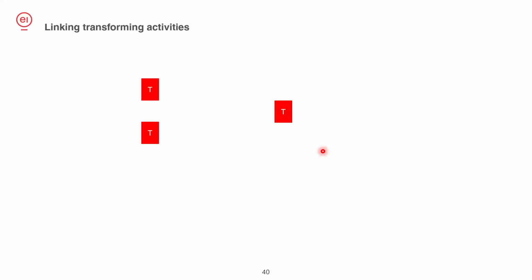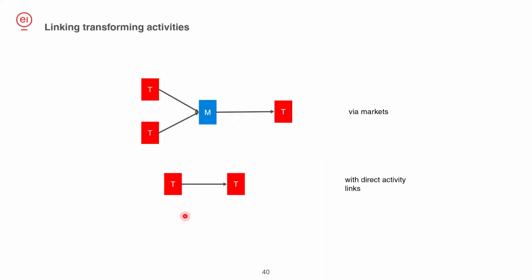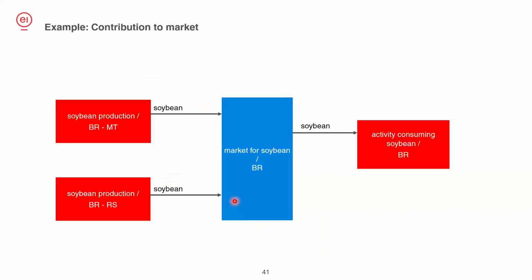And now that we have seen the elements, the blocks in the ecoinvent database, let's see how these are connected to form supply chains, which then are used when you are selecting an activity in the database. There is a supply chain linked to this activity. Activities are linked either through markets or directly with direct activity links.